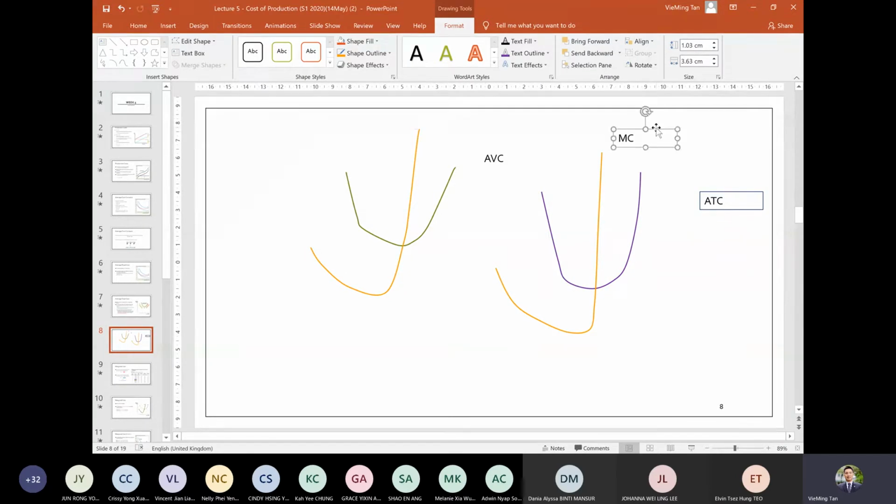So you must also have found that when the marginal cost is cutting the average total cost, the average total cost is increasing, right? And before the MC intersects with the ATC, the ATC is reducing, right? So this concept is very important. The relationship between the AVC and MC and the relationship between the ATC and MC, you need to remember. This concept is always tested in the quiz as well.